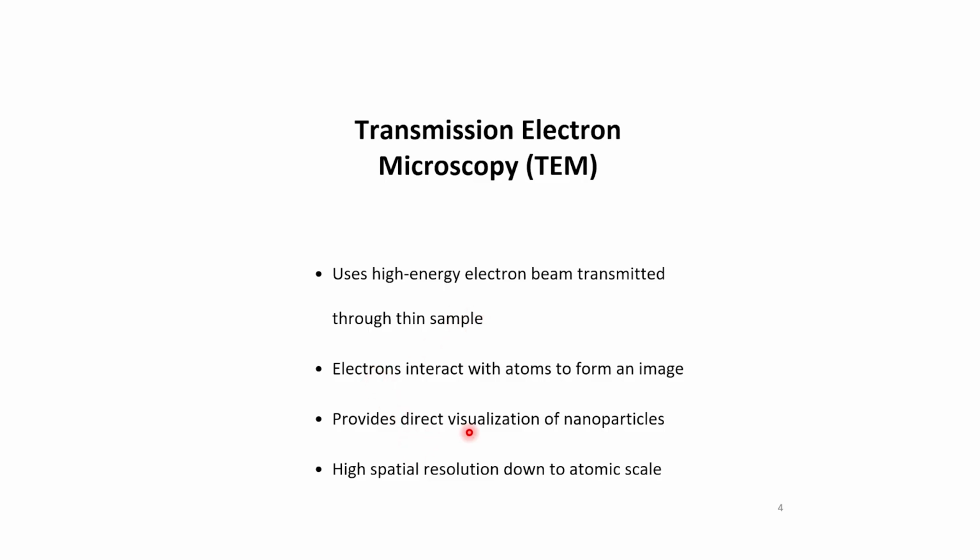It provides a direct visualization of nanoparticles. When you see an image normally, you see its reflection, but in this case you are getting a direct visualization of nanoparticles as the electron beam passes through the sample. There is also high spatial resolution down to the atomic scale, as the electrons are interacting with the atoms of the sample. So the image is a very high definition, clear image that you can obtain from transmission electron microscopy.